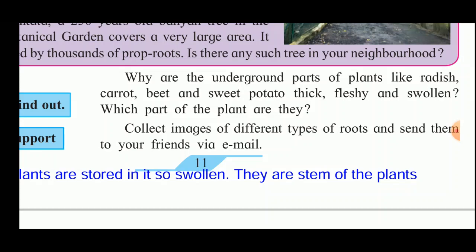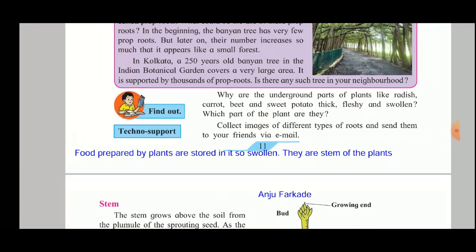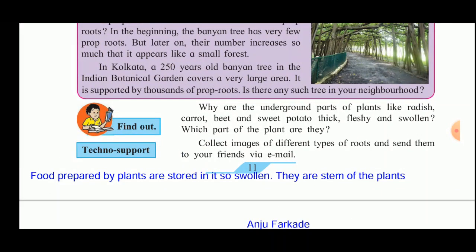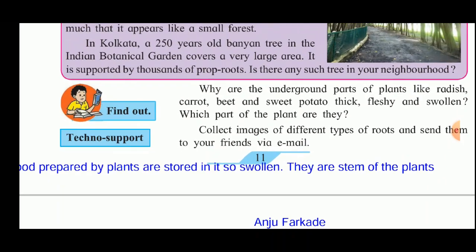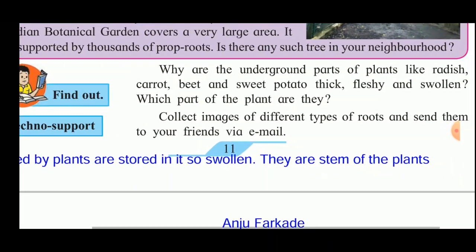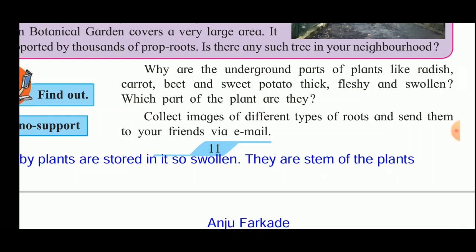They are fleshy and swollen because the food prepared by the plants is stored in them, so they are swollen. Now, this radish, carrot, beet and sweet potato are the stem of the plants. Got it? So the food prepared by these plants is stored in the stem of these plants, and that's why they look swollen.